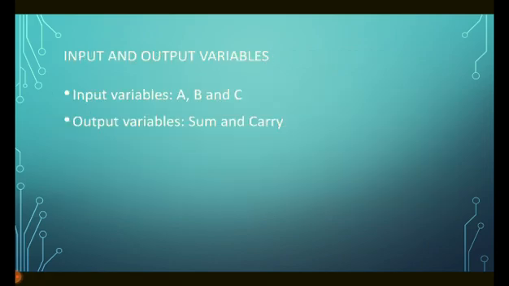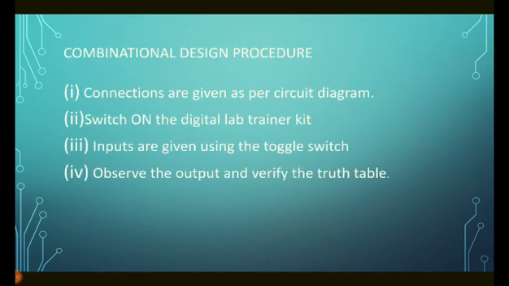Input and output variables. Input variable, here we have totally 3 inputs A, B and C. Output variables, here we have 2, sum and carry. Combinational design procedure. Connections are given as per circuit design. Switch on the lab trainer kit. Inputs are given using the toggle switch. Observe the output and verify the truth table.